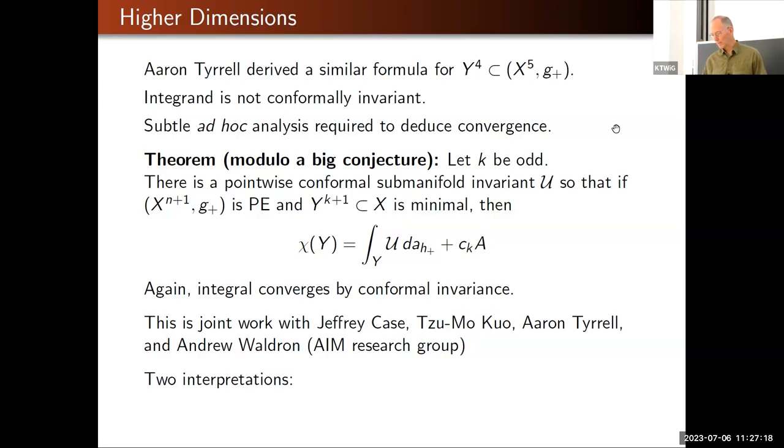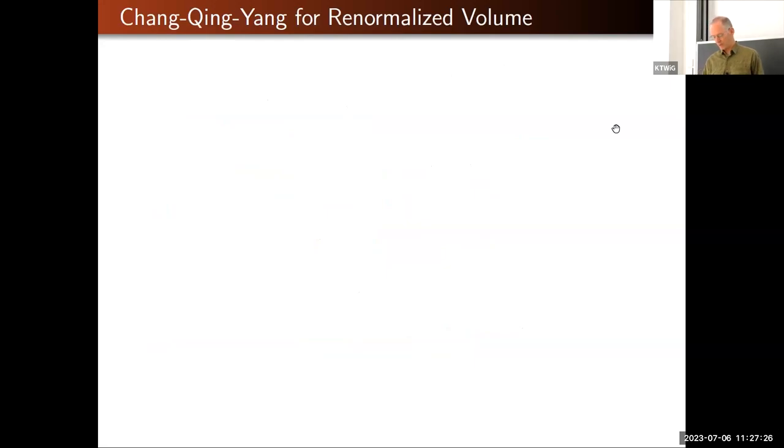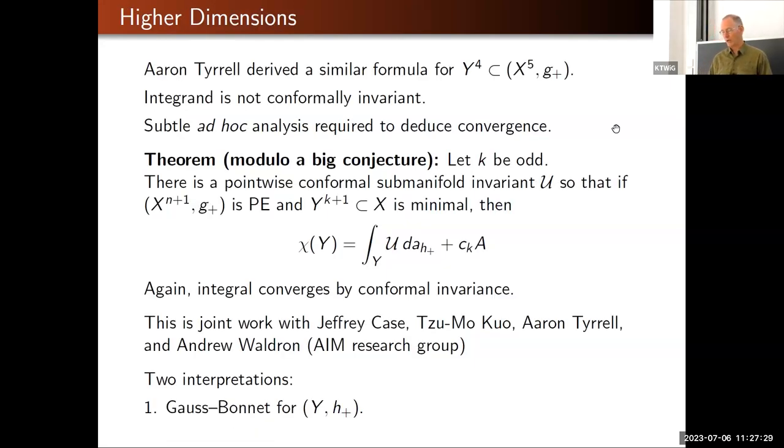Okay. So there are two interpretations of this formula. Two ways to look at it. One is I've been saying this is a substitute Gauss-Bonnet theorem. This is a way to make the Gauss-Bonnet theorem work.